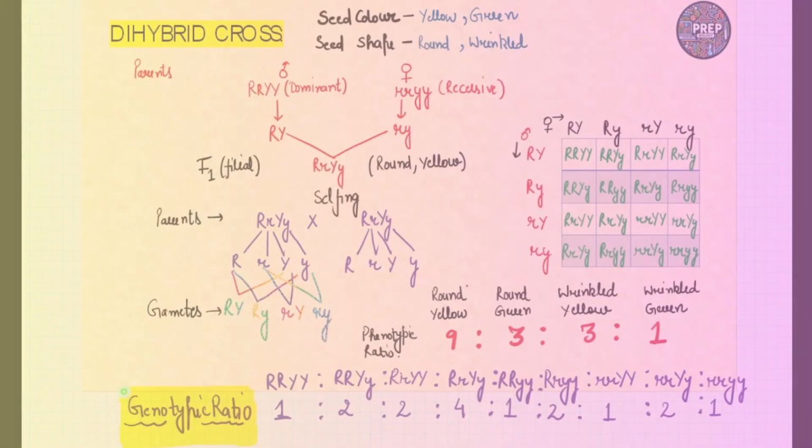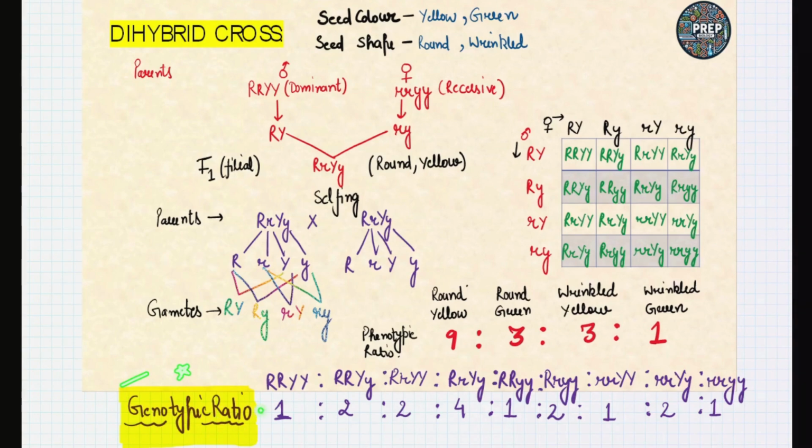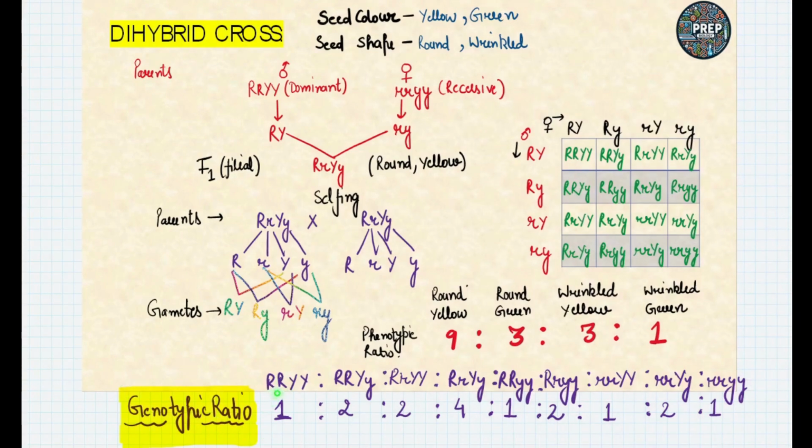Now if we calculate the genotypic ratio, the genotypic expression is first of all capital RRYY. Capital RRYY is only 1. Capital RR, capital Y small y, is 2. Capital R small r, capital YY, is 2. Capital R small r, capital Y small y, is 4: 1, 2, 3 and 4.